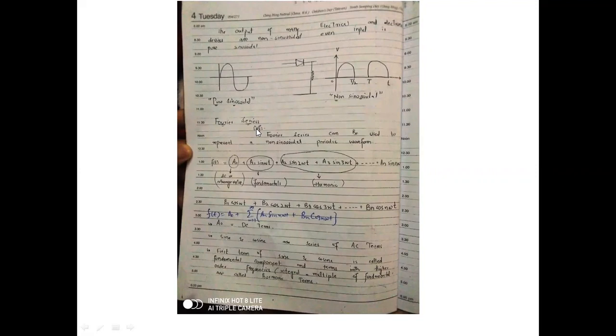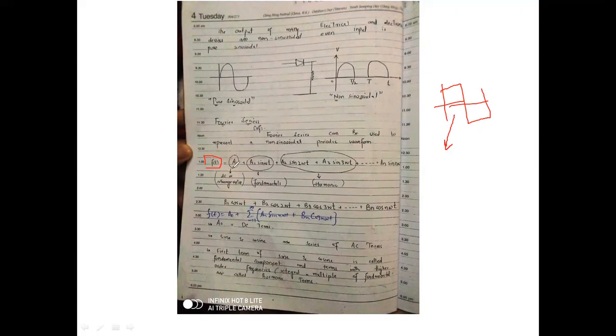Fourier was a mathematician, and he presented this series. According to this series, any non-sinusoidal waveform comprises an infinite number of sinusoidal waveforms. Meaning if we have a non-sinusoidal waveform, there are so many sinusoidal waveforms inside this non-sinusoidal waveform. For example, this is a function f of t, the function of a non-sinusoidal waveform.